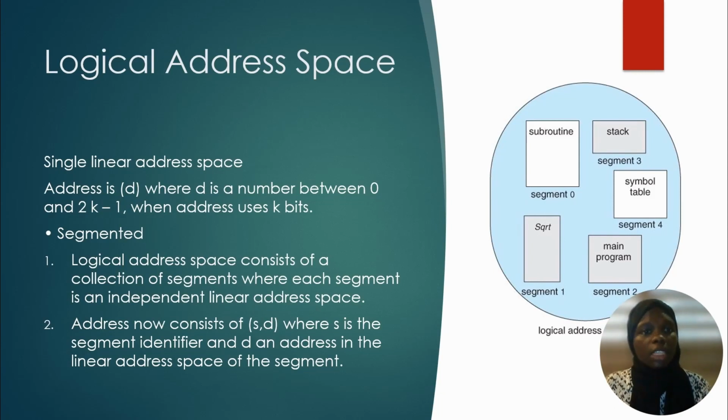Logical address space. Logical address space is also known as the linear address space. Address is D, where D is a number between 0 and 2^k minus 1, when the address uses k bits. In segmented memory, the logical address space consists of a collection of segments where each segment is an independent linear address space. Address now consists of S, D, where S is the segment identifier and D is an address in the linear address space of the segment.